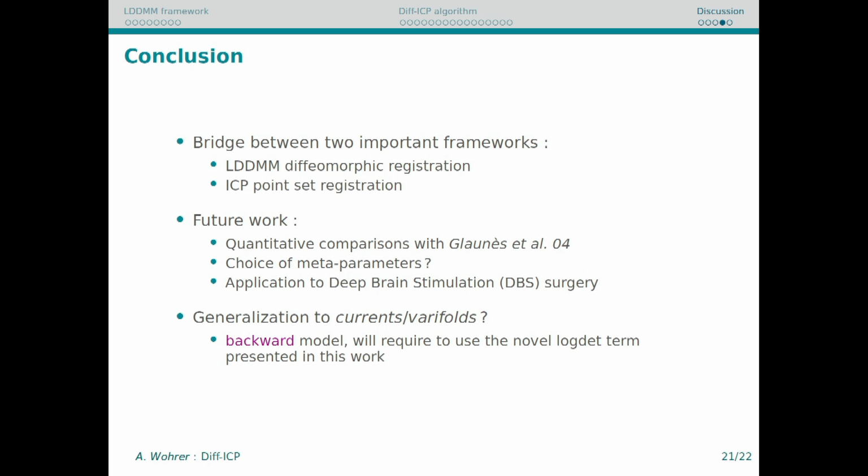Right, so to conclude, that was a bridge between two important frameworks in medical imaging, LDDMM for diffeomorphisms and ICP point set registration. There's some future work here. Apply it to my brain data. Actually, this is already done, but I'm not showing it. And maybe generalize to other structures like surfaces and curves using currents and varifolds. Probably what I showed can also be generalized to these things as it was done for classic LDDMM.